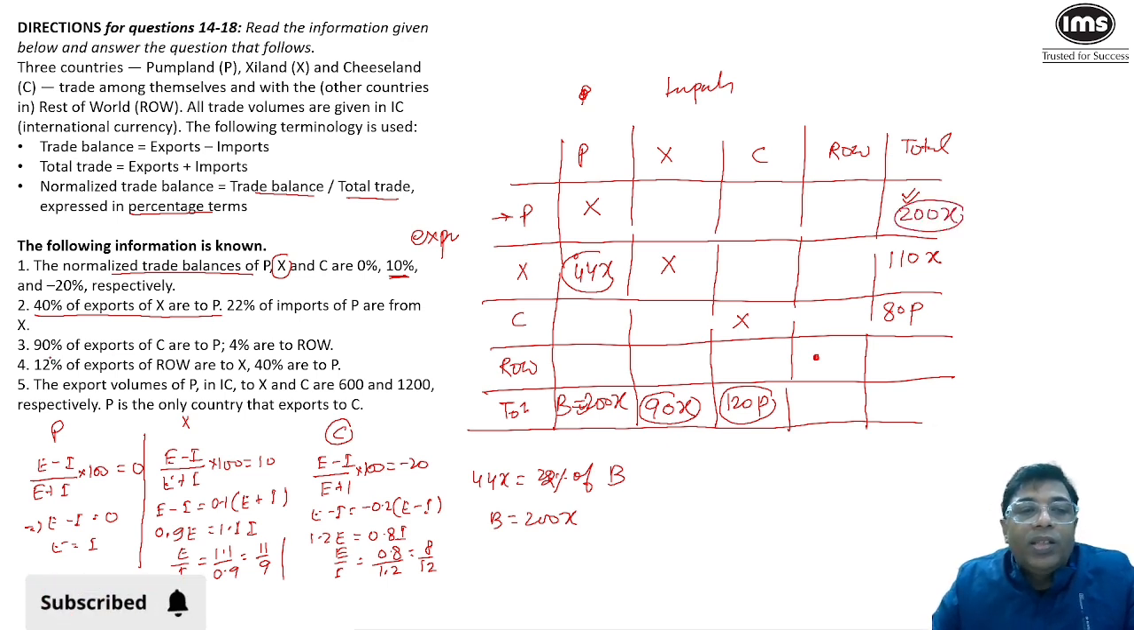Great. Now it says 90% of export of C are to P. If I can get the value of P, this point will become useful for me.